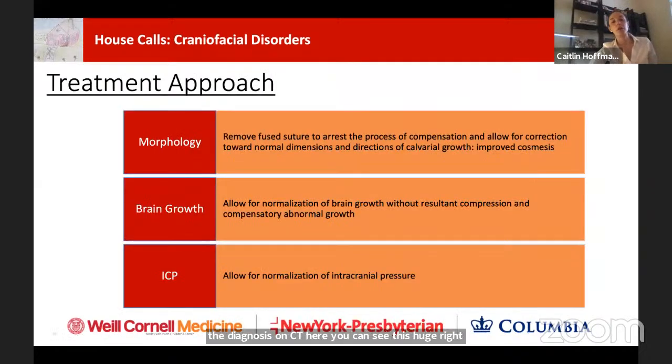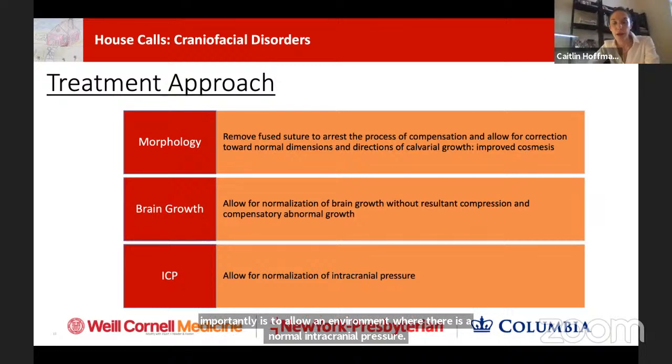So the treatment approach to synostosis in general is threefold. One is we want to improve the morphology of a child's head, eye, and ear growth, right? So we want a better cosmetic outcome, of course. However, the more important is to restore a normal trajectory for brain growth. And most importantly is to allow an environment where there is a normal intracranial pressure.